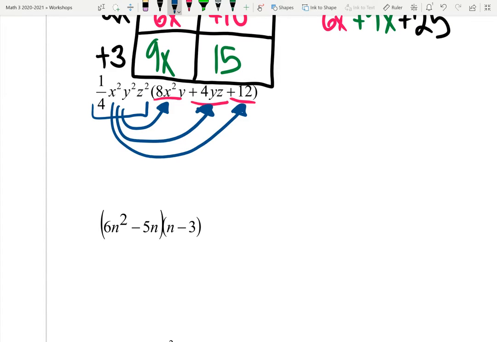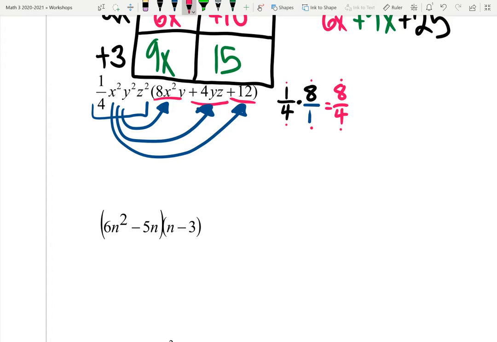Now, each part is going to require a delicate balance. I have to keep track of my variables while at the same time handling this fraction. So let's go ahead and start the first part. I have to multiply 1/4 times 8. I'm going to start with the coefficients. To process this, I have to remember that 8 has a denominator of 1, and then when I multiply it, I can get 8 over 4 by just going 1 times 8 is 8, 4 times 1 is 4.